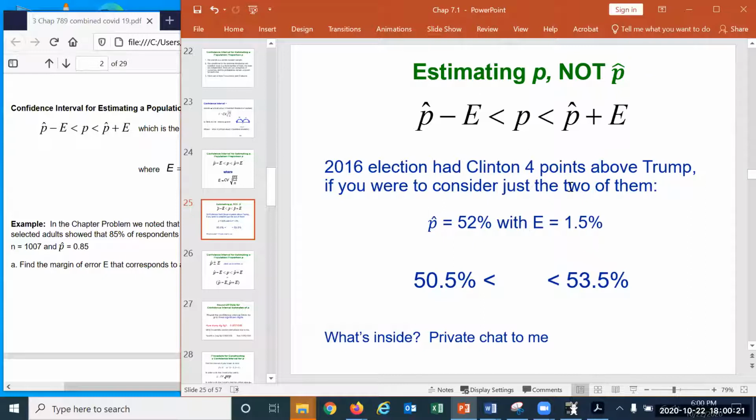Or what's going on? We had an election. Clinton's approval rating was 52% with an error of 1.5%. So here's my interval. What should go inside? What is inside of this, either in words or in symbols? Private chat to me what should go inside of there.